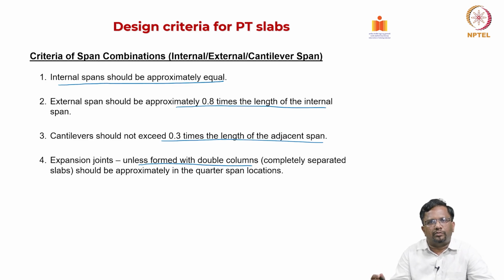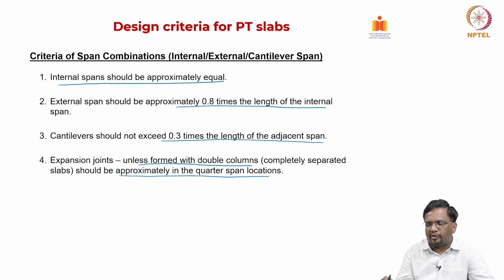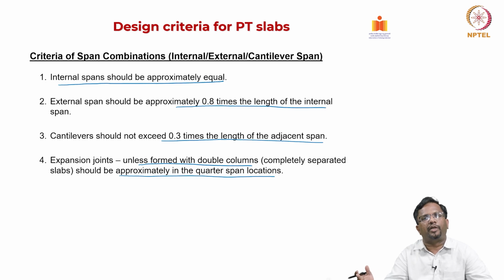Now, when you have an irregular layout, then to avoid torsion, typically we create these double columns and put expansion joints, so that torsion is avoided in the design, right. So, if you do that, typically expansion joints should be approximately in the quarter span locations, L/4 locations, that is where your negative bending moment will change to positive moment. These are typically the points of inflection from the bending moment diagram point of view, right.